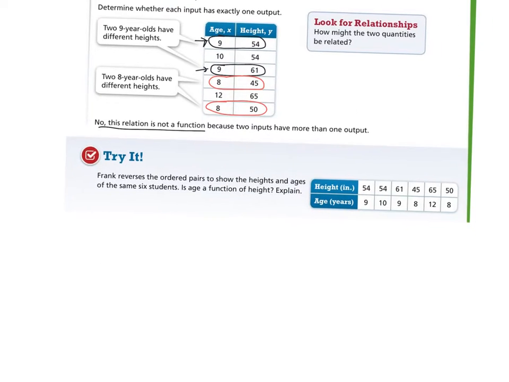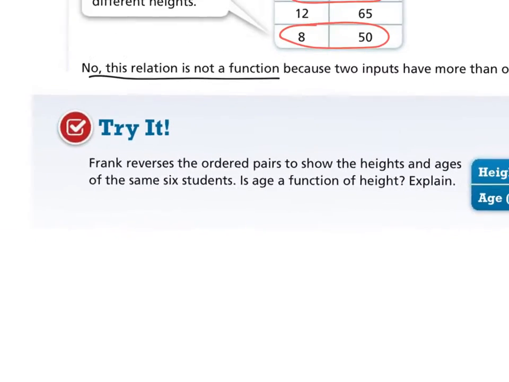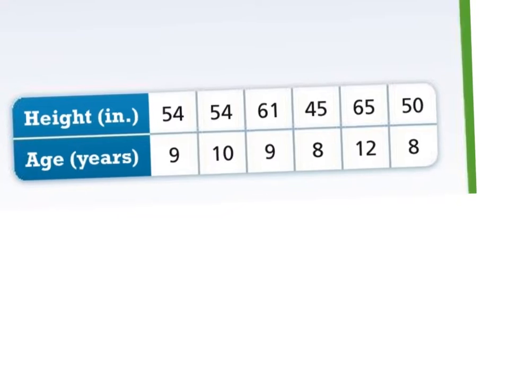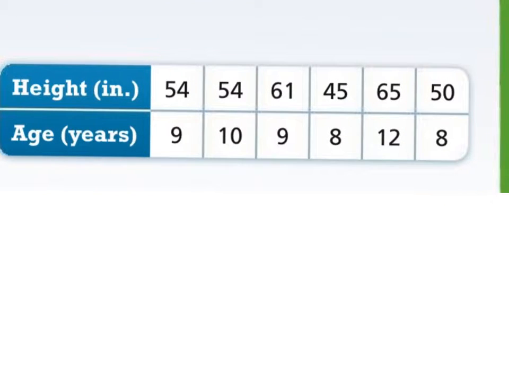So if we look at the try it, Frank reverses the ordered pairs to show the heights and ages of the same 6 students. Is the age a function of height? So this time, well, right off the bat here we've got a problem again, don't we? If our height is our input and the age is the output, 54 inches was a 9-year-old, 54 inches was a 10-year-old. So once again, no, this is not going to be a function.